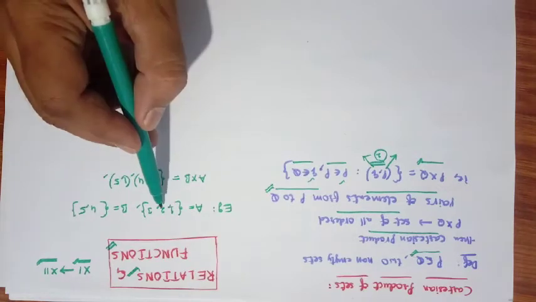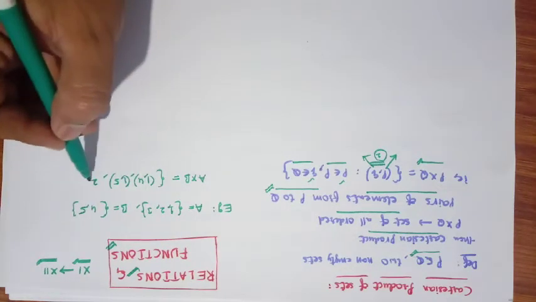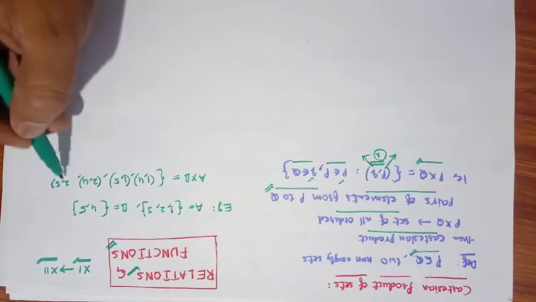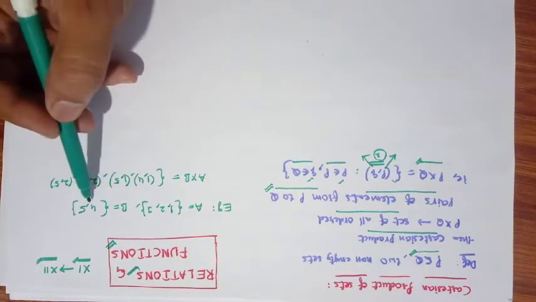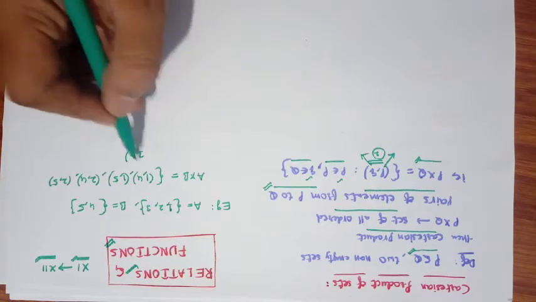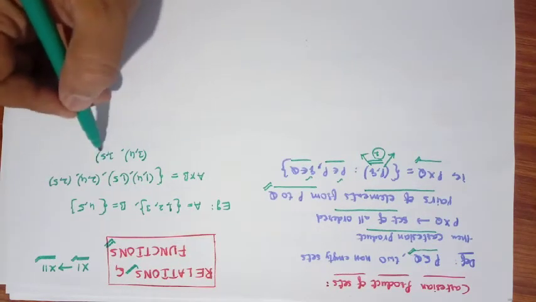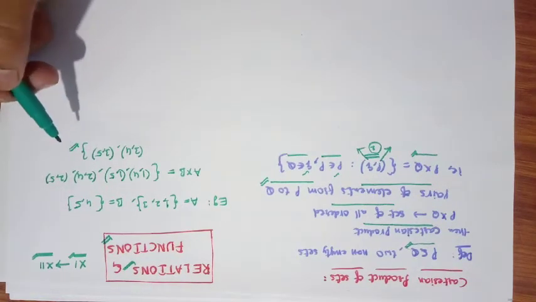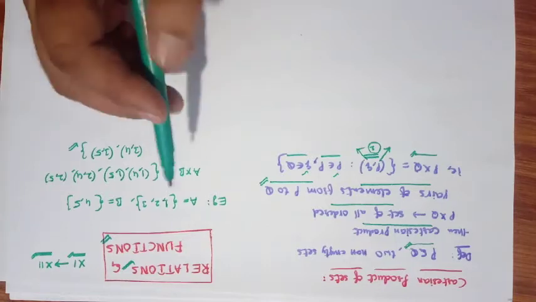next with the second element (2, 4), next (2, 5), next (3, 4) and (3, 5). So this will be the Cartesian product of A cross B when the sets A and B are given.